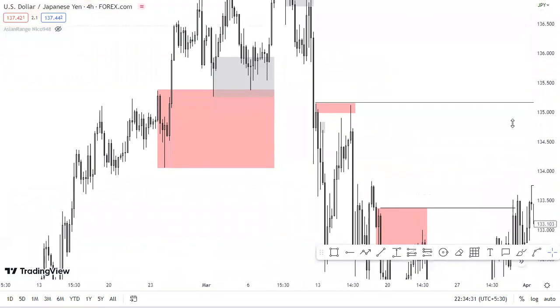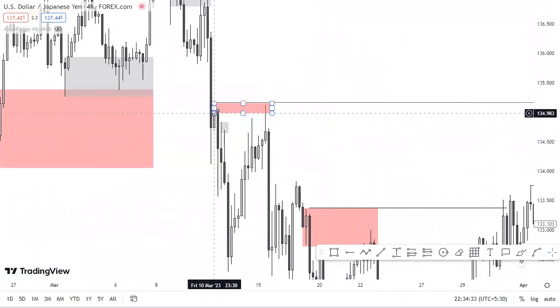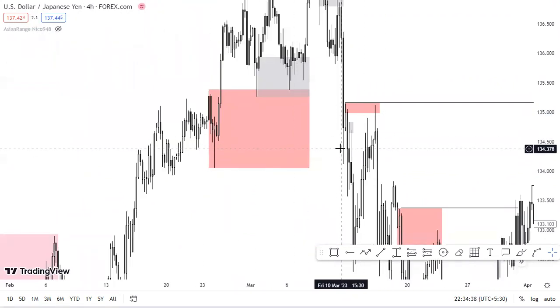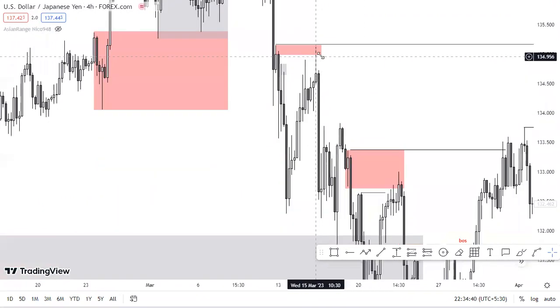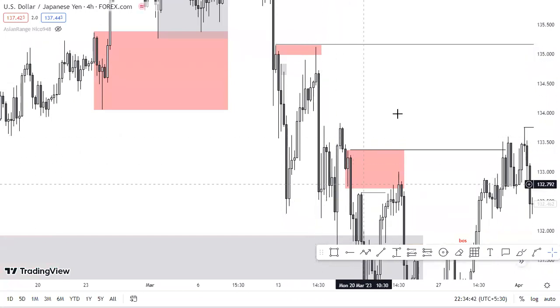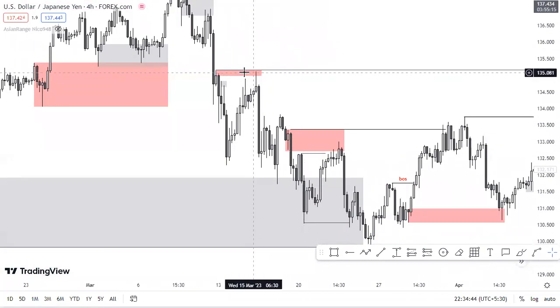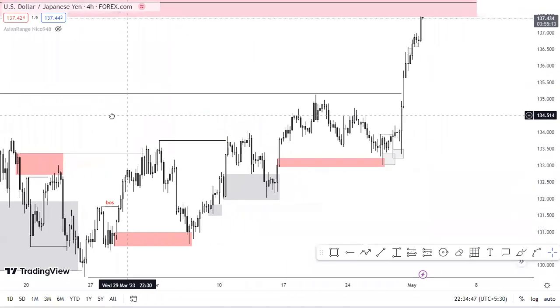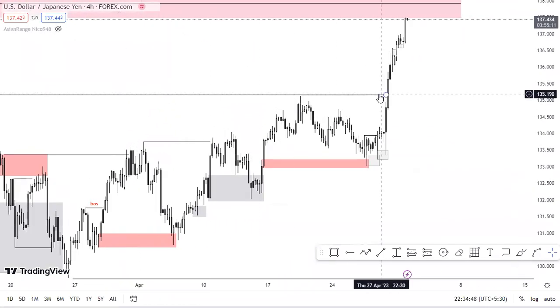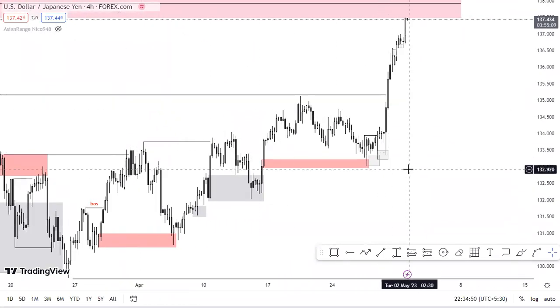And after this demand was taken out, look at this. Price reacted to the supply which was created after the demand broke. It reacted to that particular supply and price takes down, down, down. And it needs to be liquidated in the future. That's what we are aiming for. Make sense?